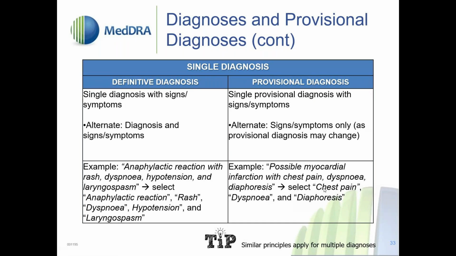Alternatively, signs and symptoms can be coded in addition to the diagnosis when having a definite diagnosis. Or only the signs and symptoms may be coded without the single suspect diagnosis, because the provisional diagnosis may of course change. Again, the same rules apply for multiple confirmed or suspect diagnoses. Both options, the preferred one and the alternative option, can be selected, but the approach chosen by the MedDRA user has to be applied consistently in your organization and needs to be documented in the coding conventions.